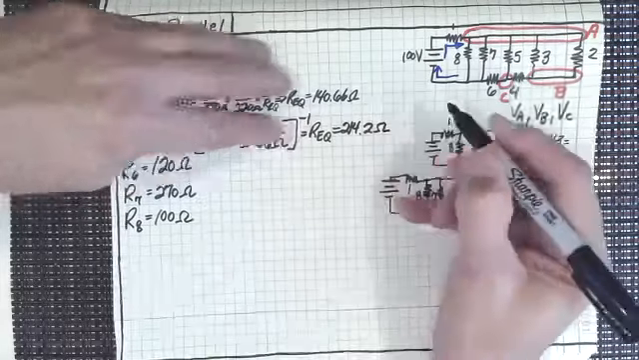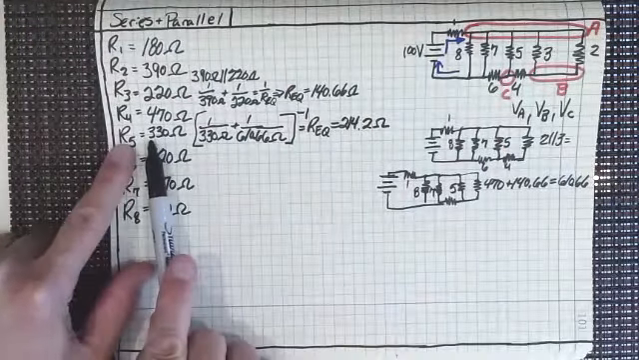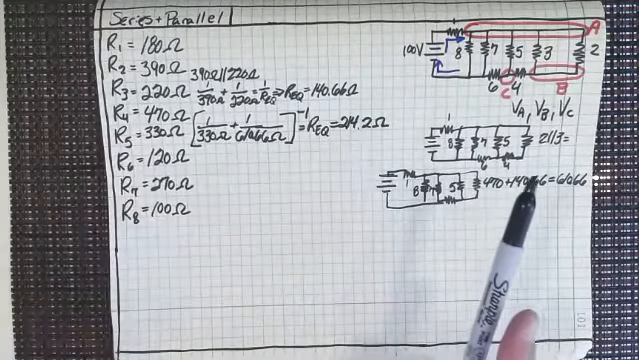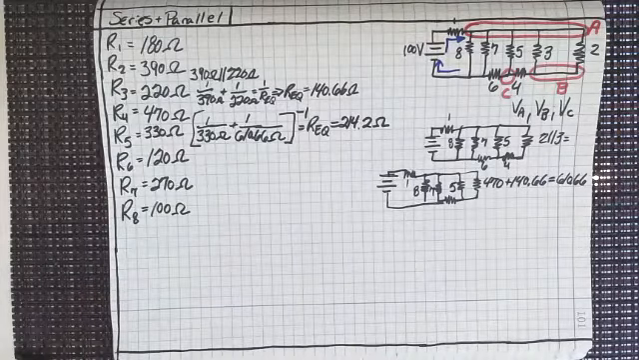214.2 ohms. And how do we know that is right? Is it less than 330? Is it less than 610? Yes, both. So it fits into the acid test that we have.